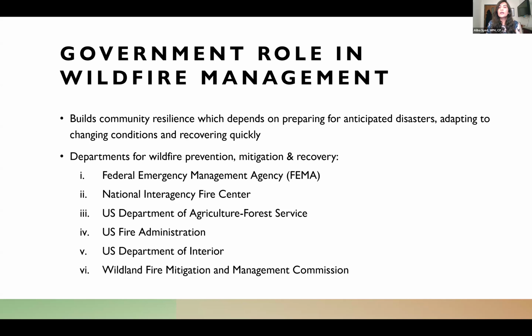U.S. Department of Interior has an Office of Wildland Fire that pays for personnel and equipment needed for suppressing fires. Wildland Fire Mitigation and Management Commission drafts strategies and policy recommendations on wildfire prevention, management, suppression, and recovery. Along with these departments working on fire mitigation and suppression, the government needs to implement land use policies that limit fire risk, incentivize better land management, and encourage stronger coordination to reduce conflicting land practices.